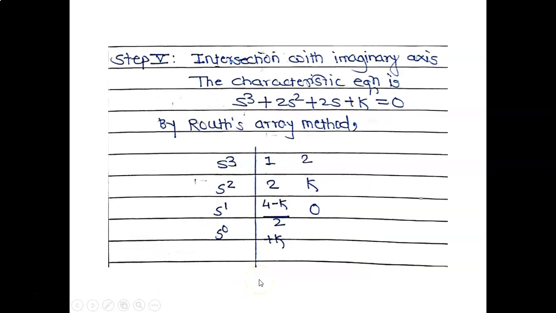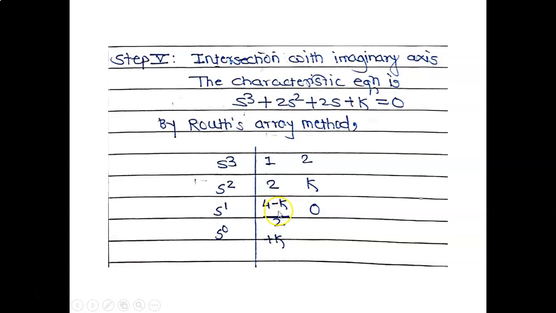Now intersection with imaginary axis, step 5. The characteristic equation is s cube plus 2s square plus 2s plus k is equal to 0. By Routh method, we write s cube, s square, s raised to 1, s raised to 0. This vertical line we have to draw. Then 1, 2: coefficient of s cube is equal to 1, and we go to 2s like this. Coefficient of s is equal to 2. Now s square: coefficient of s square is equal to 2, and we go to k like this.